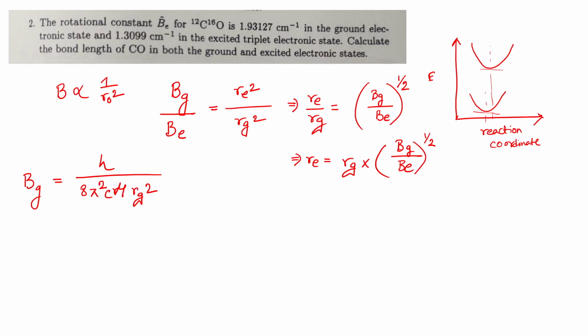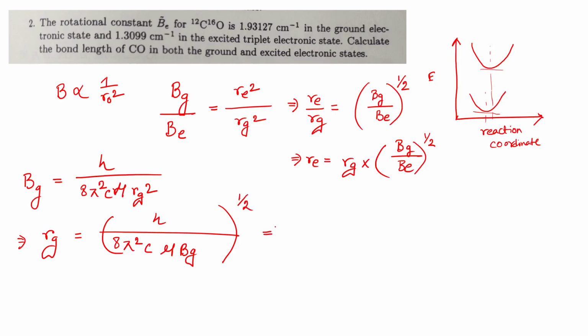Okay, Rg square. I don't know the value of Rg, but I know the value of the others. So it is h divided by 8 pi square c mu Bg, to the power half. Let us calculate it once. For that, I need the reduced mass: 12 into 16 divided by 28 atomic mass unit.